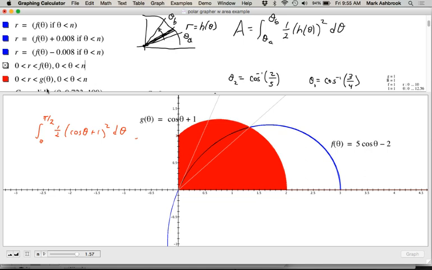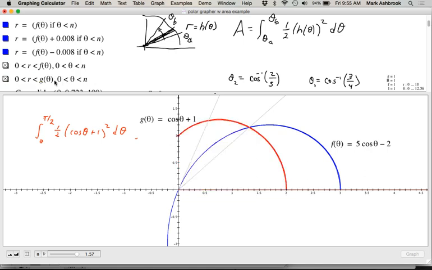Next one. Here we go. Can you do this? How about this one? Set up an expression to find the area of that region.